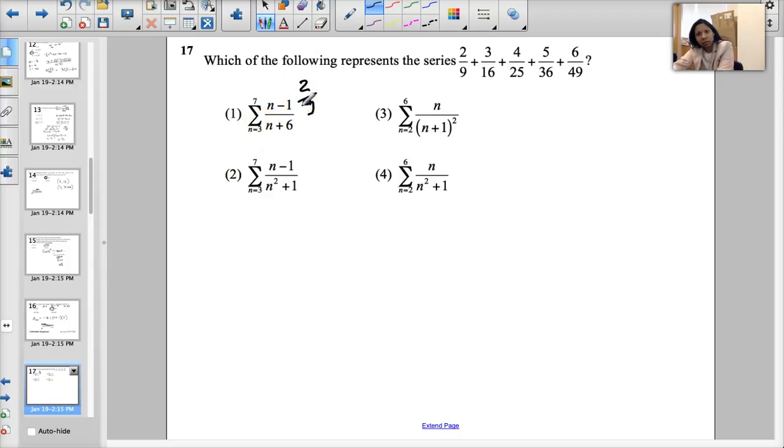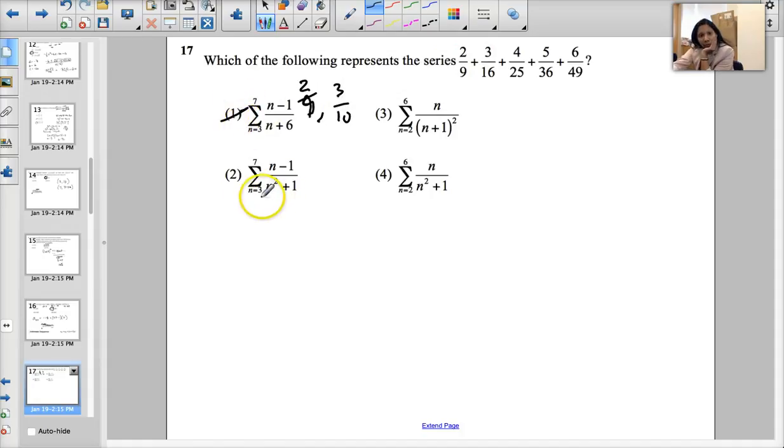So far right now, it looks like 2/9 is a solution. So this could possibly be it, but I can't just test the first term. I want to take my next number up from 3, which is 4, and plug it back in. So 4 minus 1 is equal to 3. And 4 plus 6 is equal to 10. That's not what I have. So I see that choice number 1 does not work.